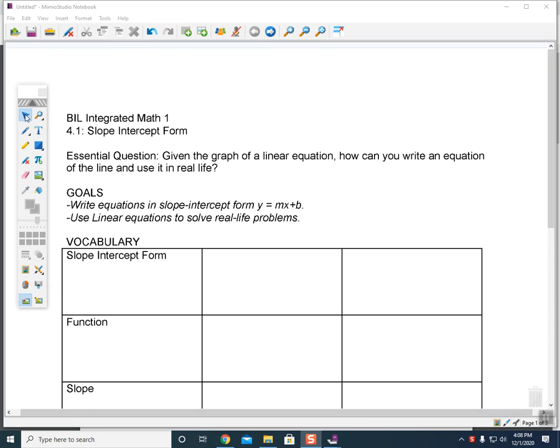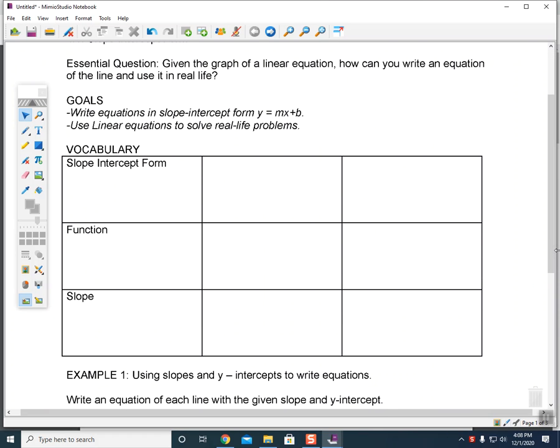Okay, so we're moving into chapter 4. We had been talking about graphing lines. We're now moving into talking about the actual equations of lines. The place that we're starting is with slope-intercept form. You've seen slope-intercept form lots of times, actually.